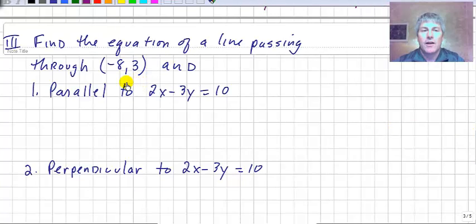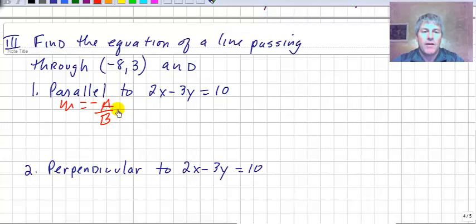Okay. Another kind of sample problem. Find the equation of a line passing through (-8, 3) and parallel to 2x minus 3y equals 10. Parallel should tell us that we need the same slope. So we need the same slope as 2x minus 3y equals 10. It's in standard form already, so we'll do the opposite of a over b, which is negative 2 over negative 3. So our slope is 2/3.